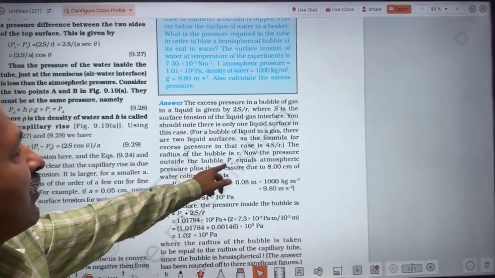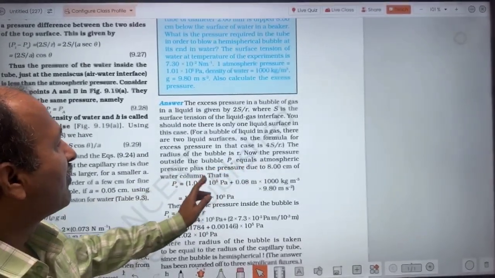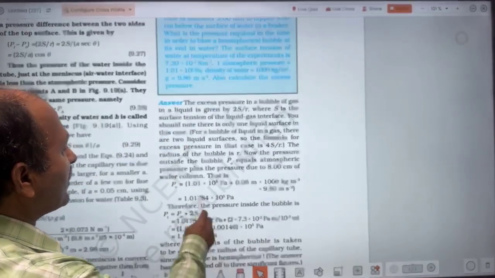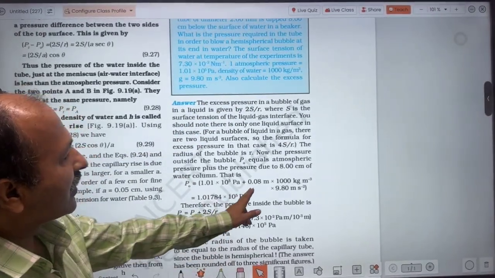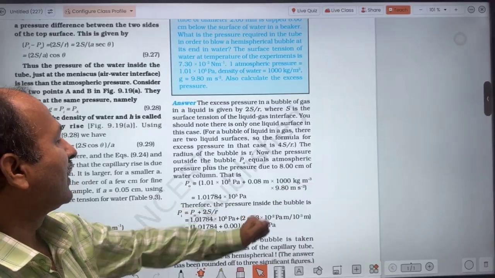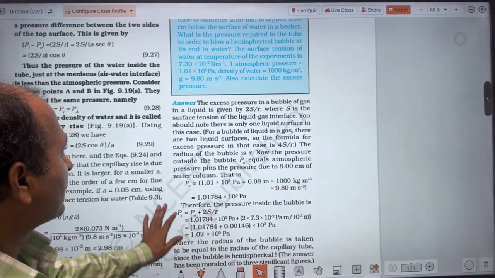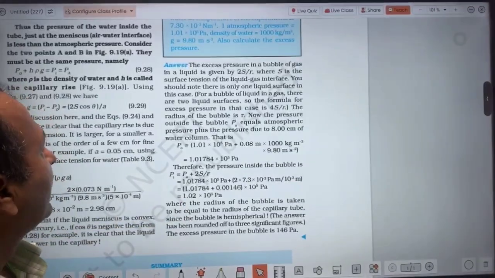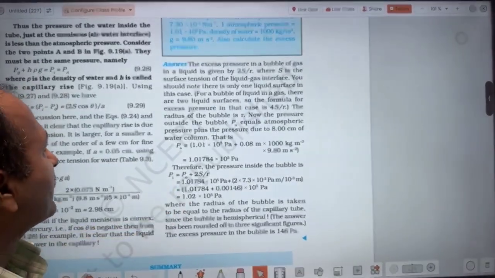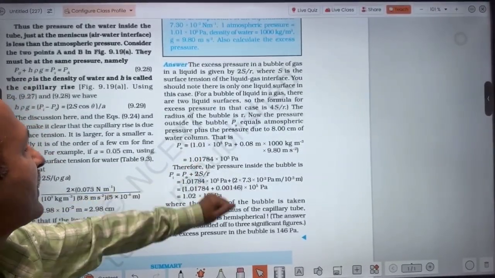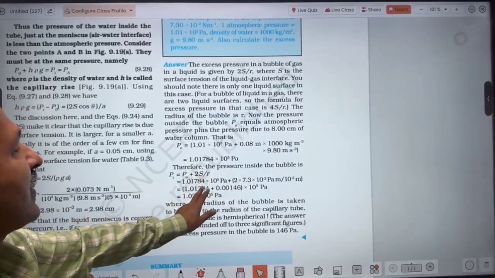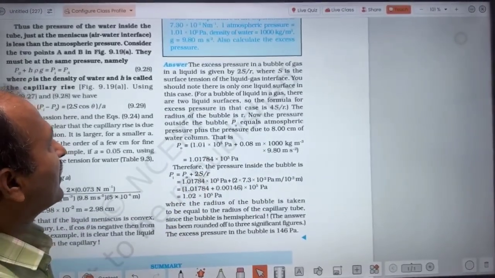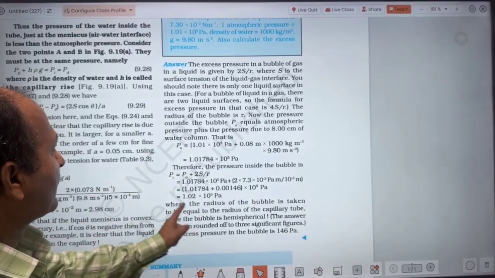The pressure outside the bubble is P0 equals atmospheric pressure plus the pressure due to 8 cm of the water column. So atmospheric pressure is this much, that you know, and then rho g h will be the pressure due to the water column. So just evaluate it. So you have got this value. Then we have to find out the pressure inside. So that will be P0, this pressure, and then you have to apply the excess pressure formula, 2 times surface tension divided by radius. You can put in the values, all information is given there.